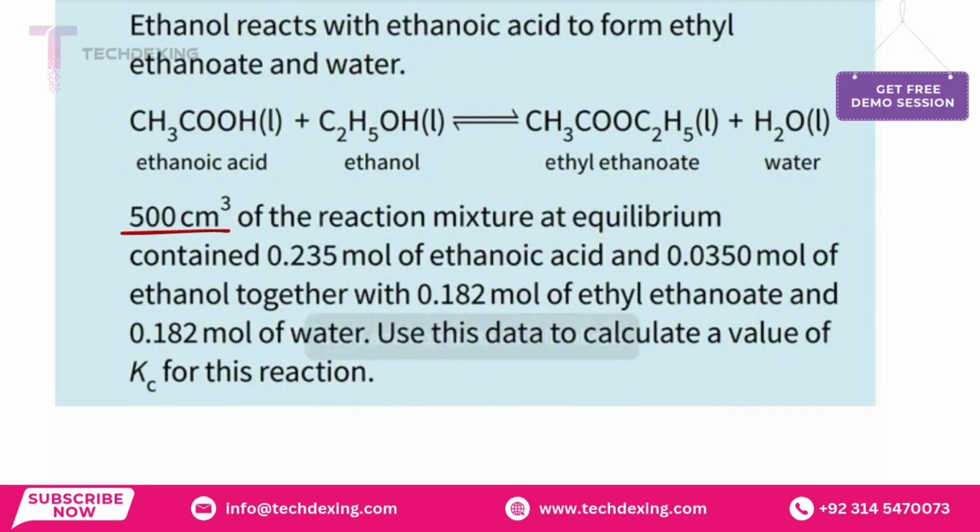We have to convert the number of moles of the reactants that are given to us into the molar concentration, because yesterday I told you that we are always going to use the concentrations of the reactants and the products in the form of mole per dm cube. But in this case they have provided the number of moles of ethanoic acid, ethanol, ethyl ethanoate and water. So we have to convert the number of moles into the molar concentration. Jump to the next slide.